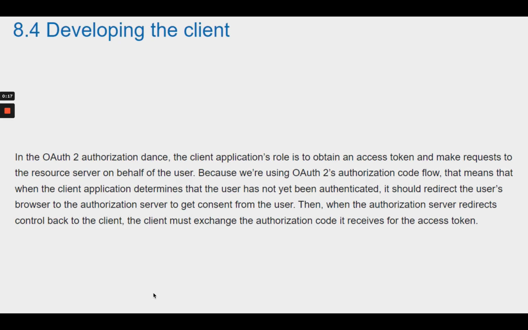Because we're using OAuth 2's authorization code flow, that means that when the client application determines that the user has not yet been authenticated, it should redirect the user's browser to the authorization server to get consent from the user. Then, when the authorization server redirects control back, the client must exchange the authorization code it receives for the access token.